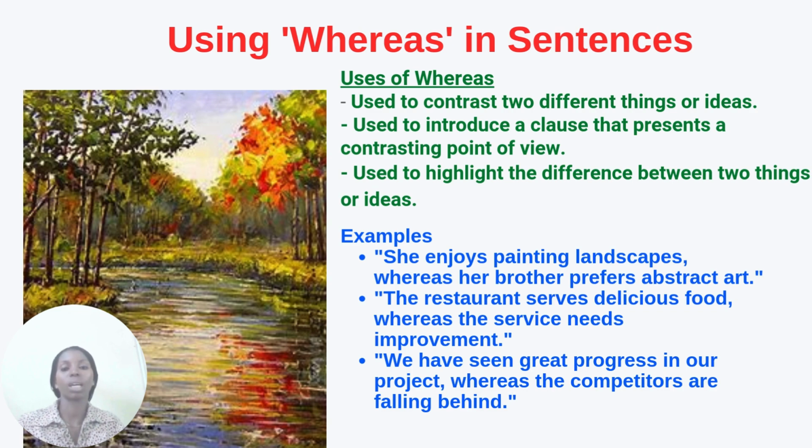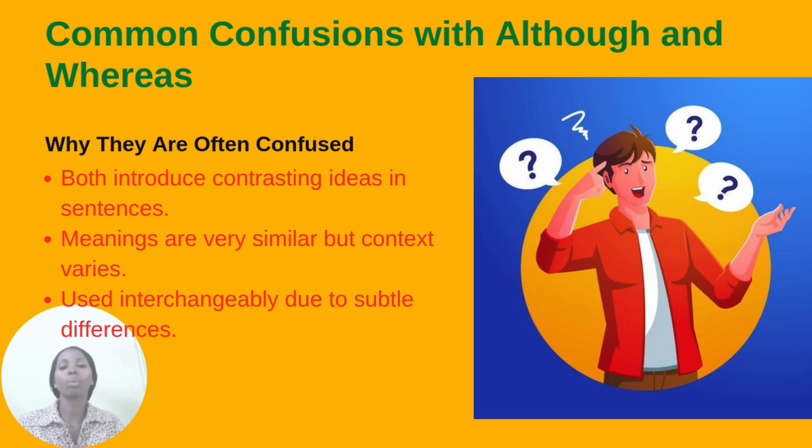So let's not forget how we're able to use contrast in although and also whereas. Now, some people actually find it a bit difficult because they mix both of them. Let's see why they are often confused. Both introduce contrasting ideas in sentences. Meanings are very similar, but context varies. So, yes, these meanings are similar.